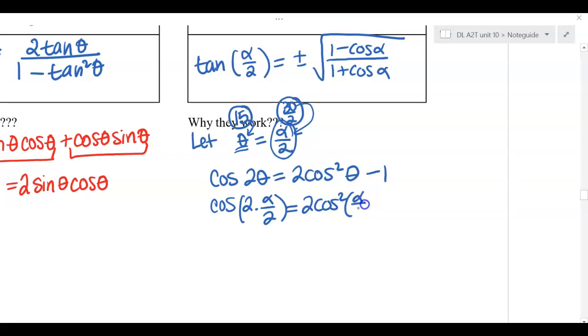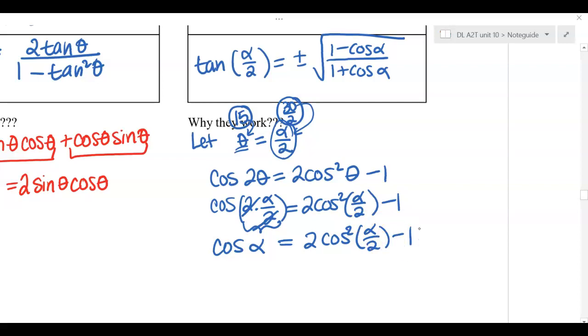So I'm replacing all the thetas with what they're equal to, which is alpha over 2. In here, this is all happening in the angle. These 2's cancel, and this now just says cosine of alpha. You cannot cancel these other ones. They're the only thing inside the angle.